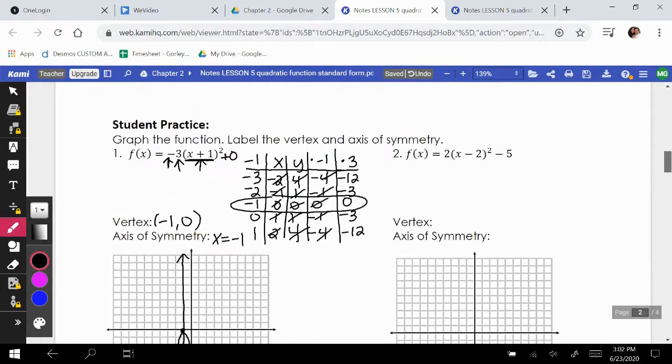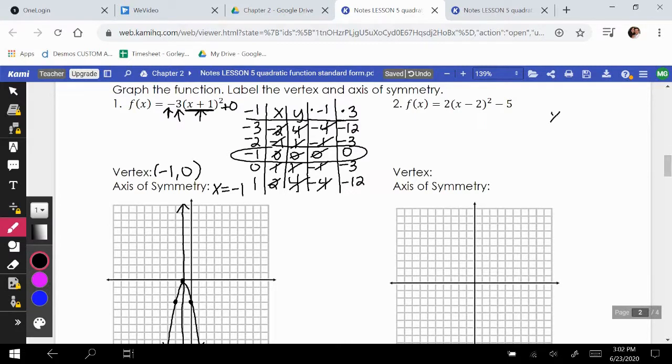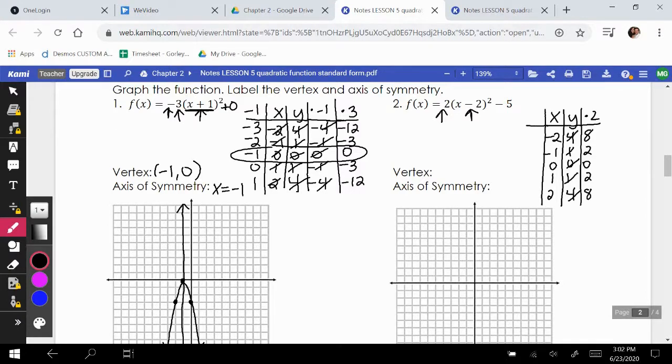Okay, the next one here, again, start with your parent points. Okay, we start with a vertical stretch by 2, so it changes all the y values. We multiply them by 2. Then we have a shift right 2, so I'm going to add 2 onto all my x values. Then I have a shift down 5, so I'm going to shift my y values down 5 units.